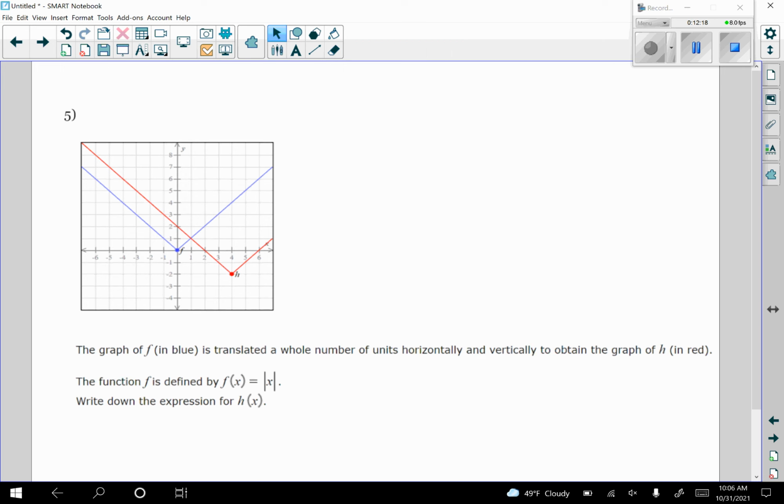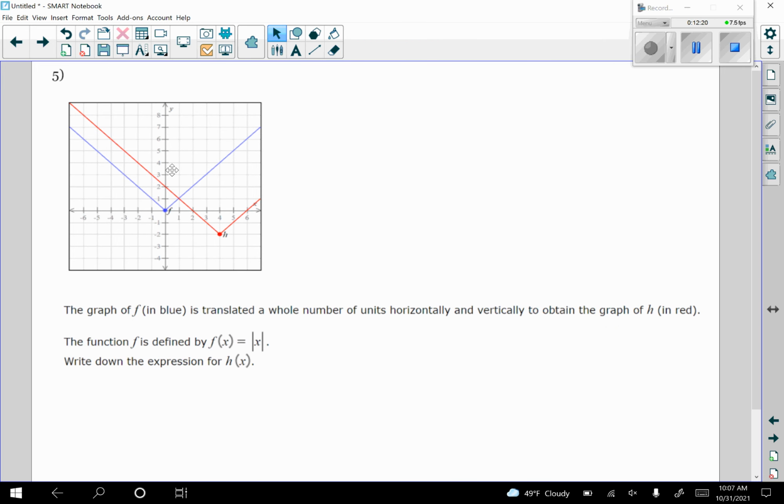All right, for number 5, unfortunately on the handout I couldn't get the color to come out here, but now you could clearly see the graph of H is in red, graph of F is in blue. The graph of F in blue is translated a whole number of units horizontally and vertically to obtain the graph of H, which is in red. The function f is defined by f of x equals absolute value of x. Write down the expression for h of x.